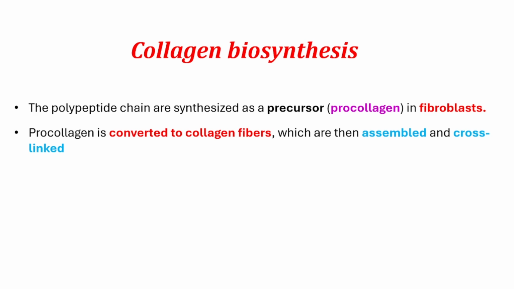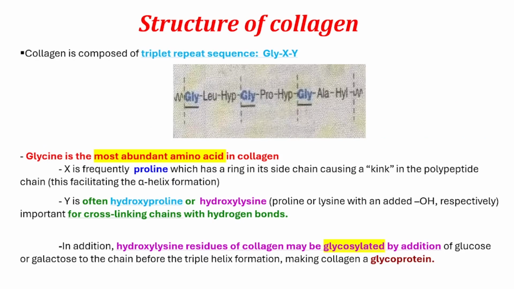Okay. So, primary structure: a sequence of amino acids, we have a triplet. So, glycine, lysine, hydroxyproline, glycine, proline, hydroxyproline, glycine, alanine, and hydroxylysine. So you see in every triplet of amino acids, we have glycine. So the most abundant amino acid in the collagen is glycine, and it's the first one.